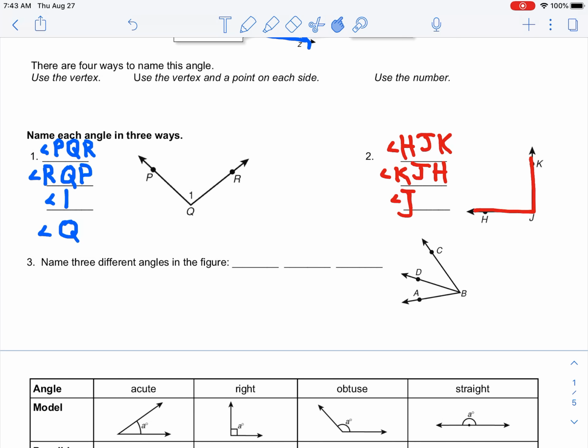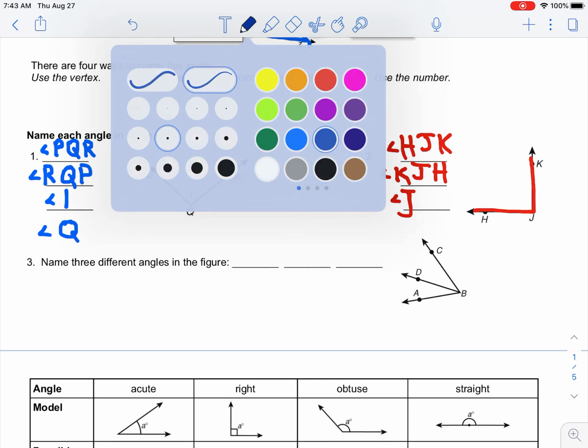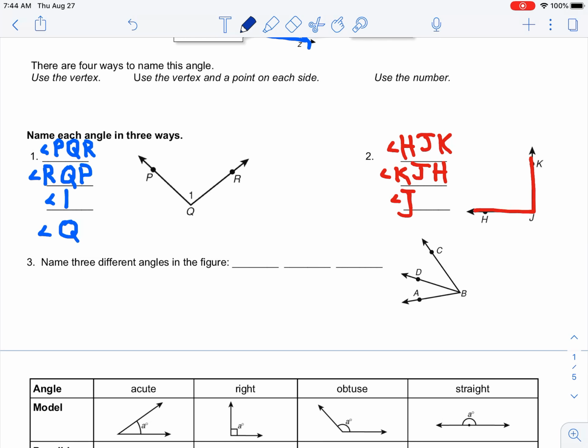Okay, let's look at example 3 here. They want us to name three different angles in this picture. So I see three angles. The first angle I'm going to name is this angle right here. I trace the opening. It's making sort of like this alligator opening. The three letters on that are DBA or ABD. Notice the angle is by B, so it has to be in the middle. So I'm going to call the first angle ABD.